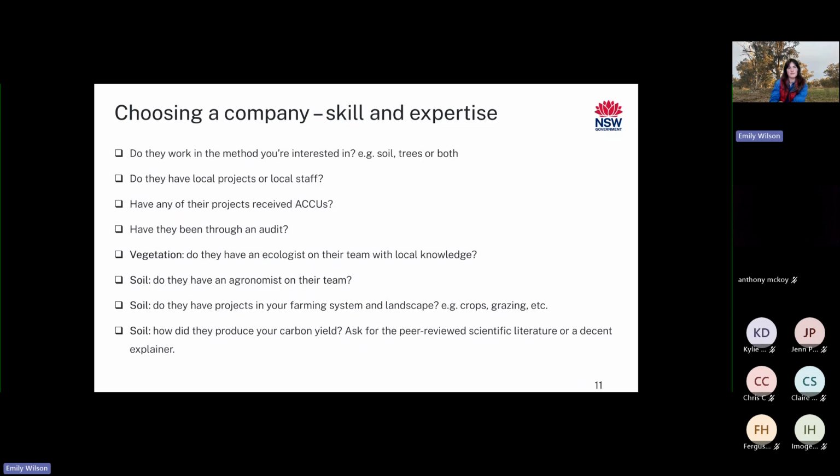Also, a really important one with soil is, how did they come up with the carbon yield? So how did they come up with the number of the amount of carbon that they think you'll be able to store per year? They need to have confidence that this is actually going to happen. So you can ask for peer-reviewed scientific literature, a decent explainer, results on other projects or results on trials. So make sure you do your homework there.